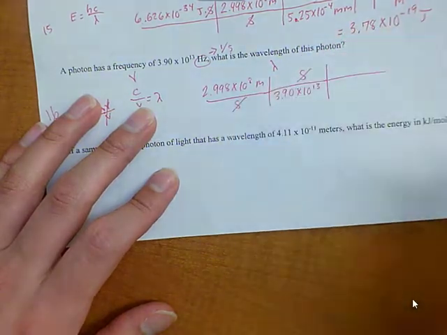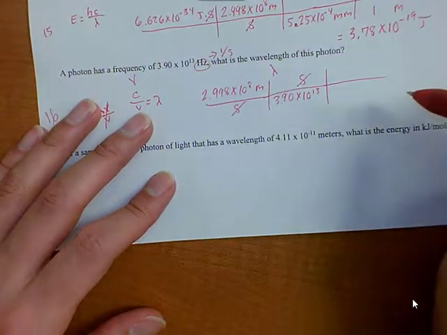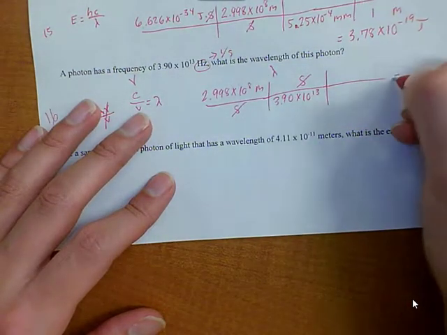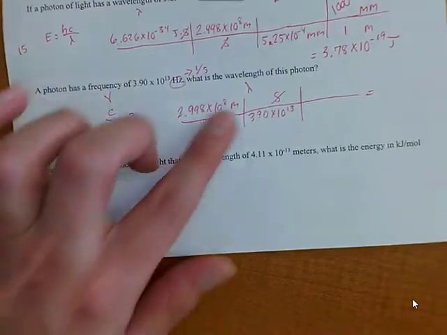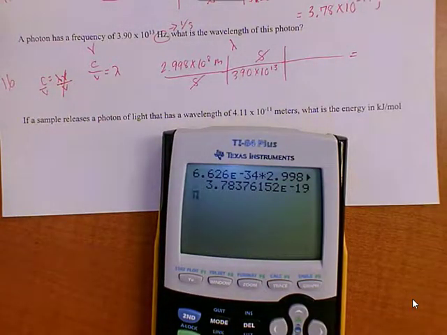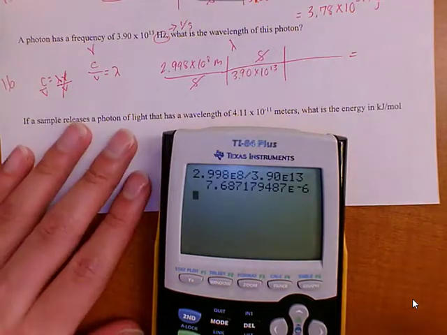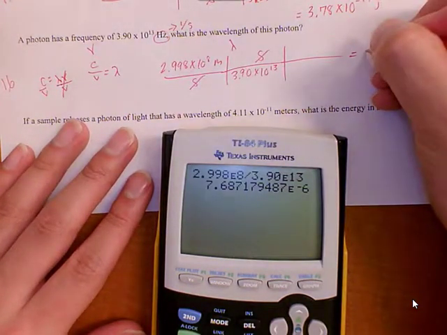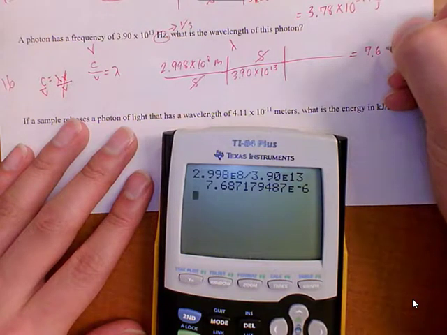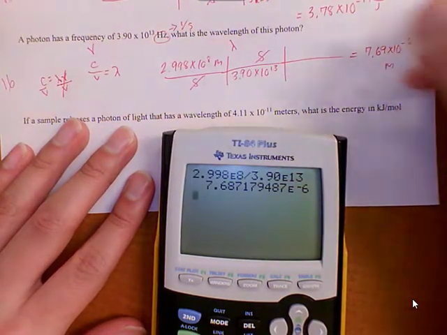Seconds cancels out. They don't ask specifically what they want wavelength in, so I just calculate it. This divided by this, and that's my answer. And so my final unit will be meters, because that's all that's left. If they ask for millimeters, I would have to do another step. And so 2.998 e to the 8th divided by 3.90 e to the 13. And my wavelength, 7.69 times 10 to the negative 6 meters.